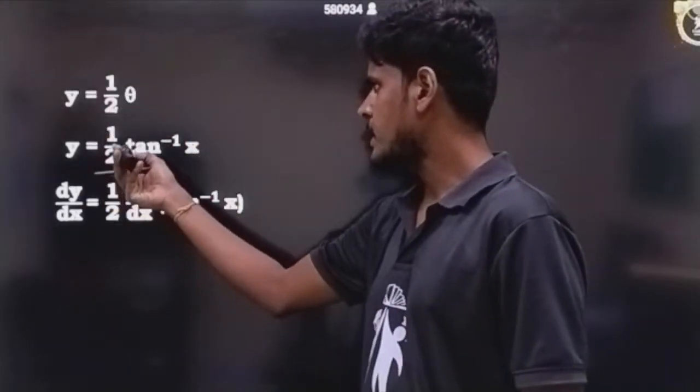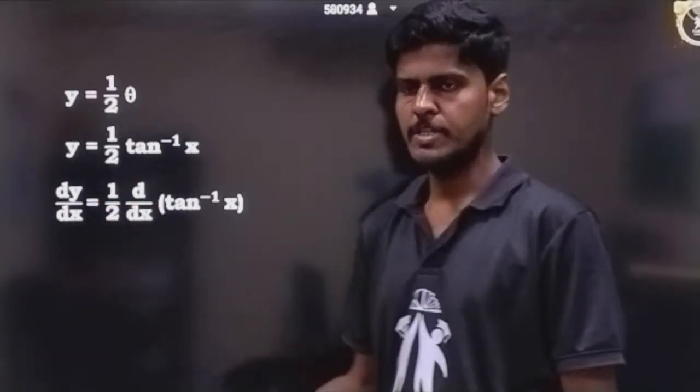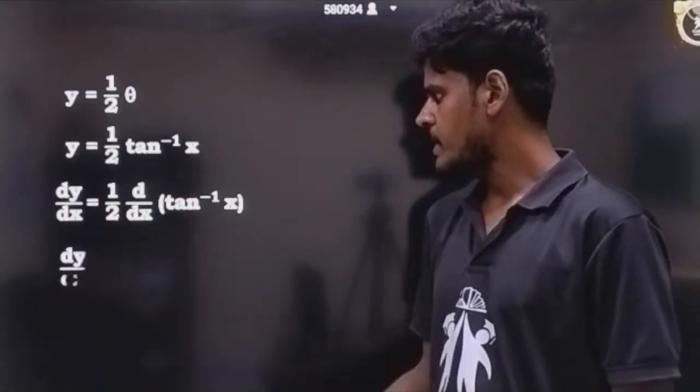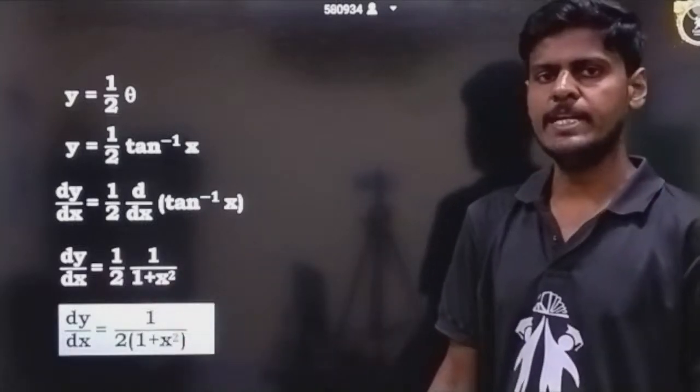So half theta is half of tan inverse x. Now what is the derivative of this? 1 by 2 of 1 by 1 plus x square. So this is the final answer.